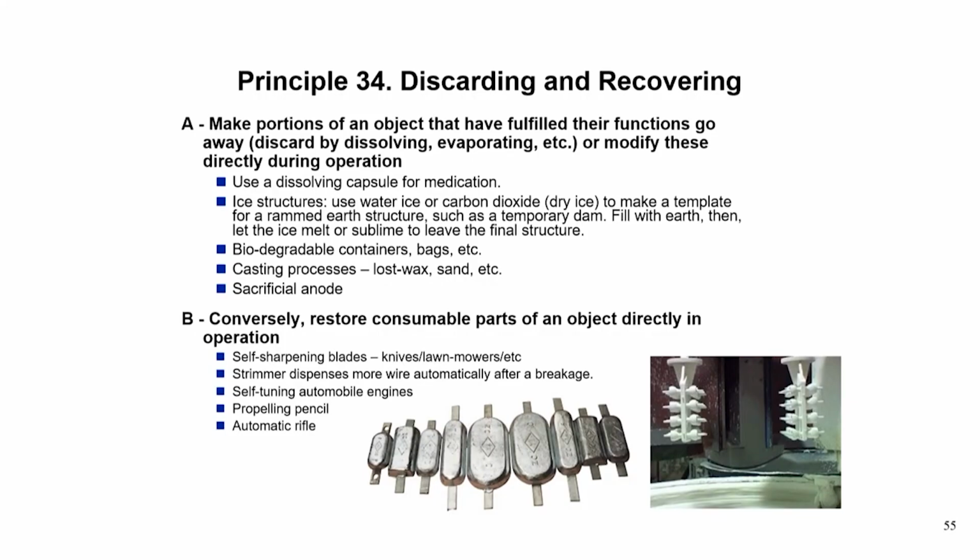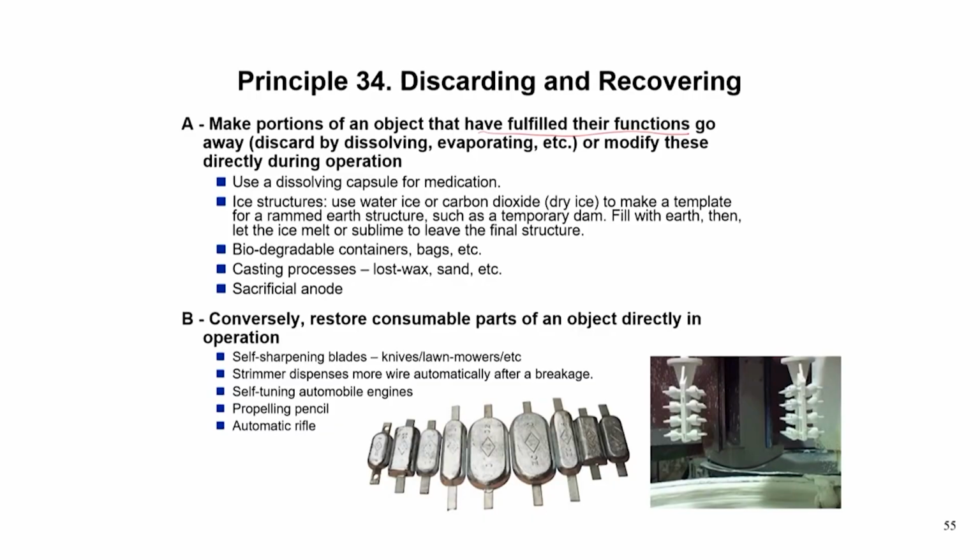It is called discarding and recovering, not just discarding, but discarding and recovering. There are two parts of it. The first part is: make portions of an object that have fulfilled their functions go away, discard by dissolving, evaporating, or modify these directly during operation. While talking about one of the principles of intermediary substances, I was talking about the space shuttle. Now, the example of the space shuttle can be brought here also, because we do the discarding and the recovery of the thing, particularly in many other cases.